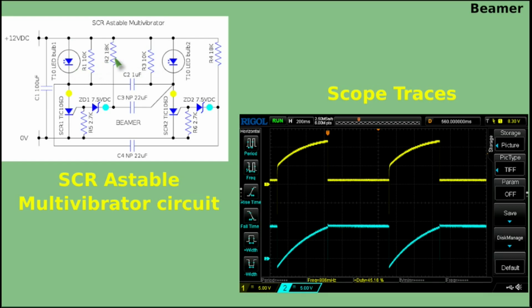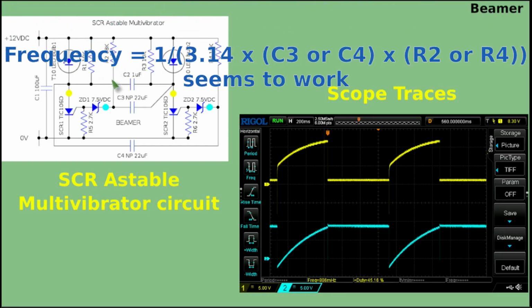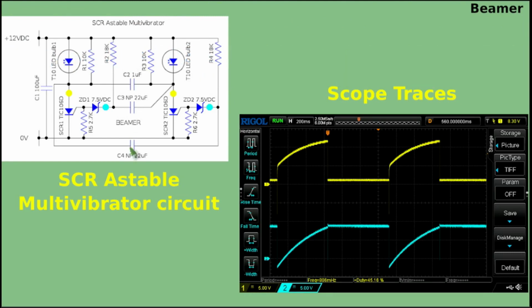The next resistor here is to do with the timing components. The two timing capacitors are this one here and this one here. They're 22 microfarads. And so you've got a CR network going on, a timing network between C3 and R2, and then you've got C4 and R4, the 18K and 22 microfarad.